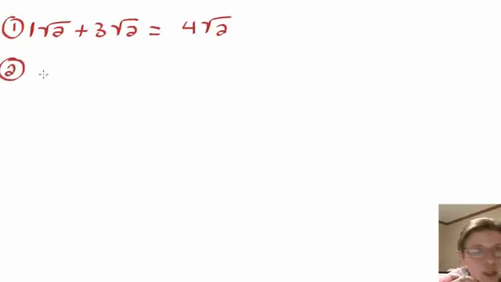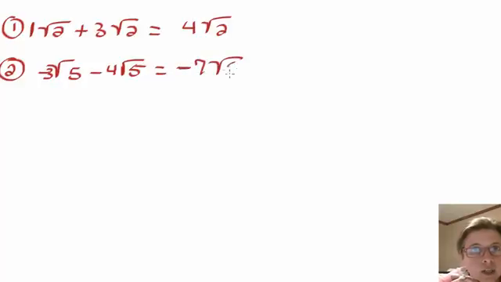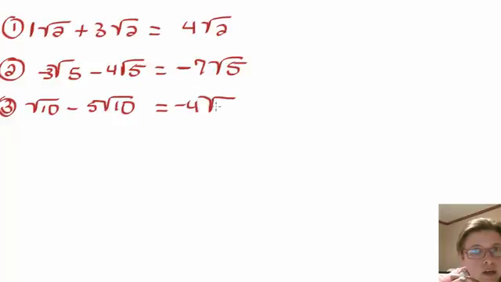Number 2, negative 3, whoops, pretend like there's a 3 there. Negative 3 square roots of 5 minus 4 square roots of 5. Well, negative 3 minus 4 is negative 7 square roots of 5. Next, square root of 10 minus 5 square roots of 10. So that's really 1 minus 5, so negative 4 square root of 10. You can't break 10 down, so you just leave it.